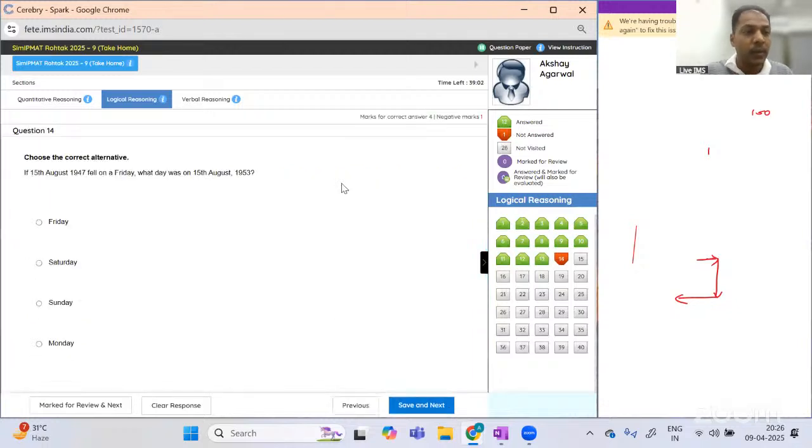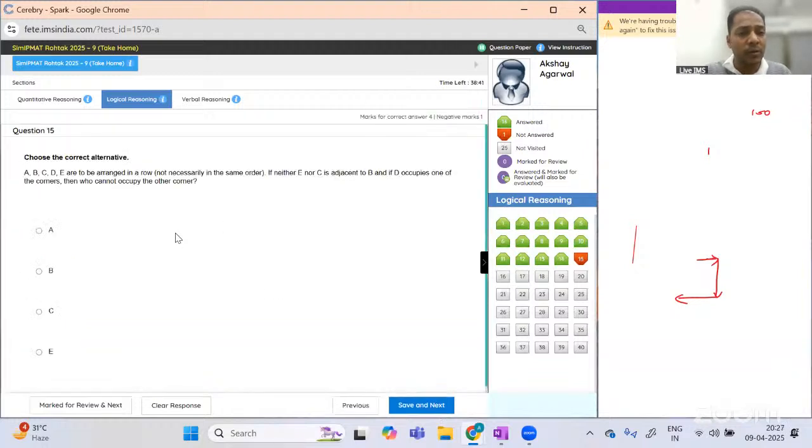Thank God. 15th August 1947 fell on a Friday. What day was 15th August 1953? 6 years, so 6 days ahead. And in between there was 1948 and 1952. So plus 2 more days, 8 days ahead, 1 day ahead. 8 days is the same as 1 day. Answer is Saturday.